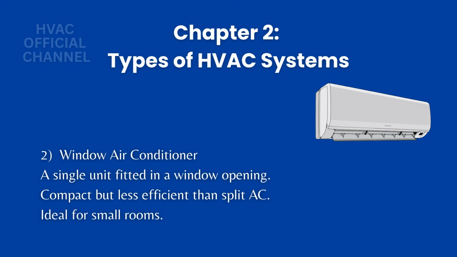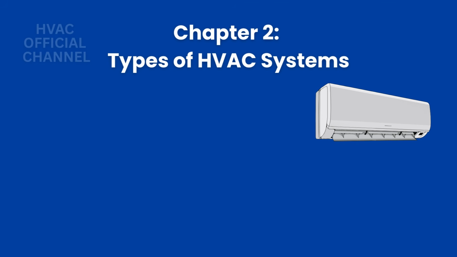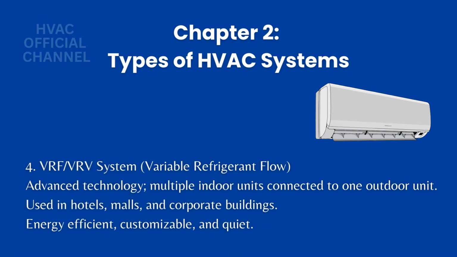Ideal for small rooms. 3. Central air conditioning system. Cool air is distributed through ducts, used in large buildings or homes, expensive but effective for large spaces. 4. VRF/VRV system. Variable refrigerant flow. Advanced technology. Multiple indoor units connected to one outdoor unit. Used in hotels, malls, and corporate buildings. Energy efficient, customizable and quiet.